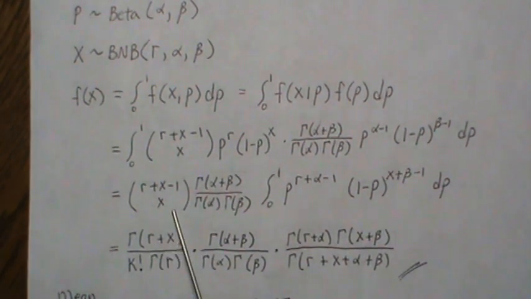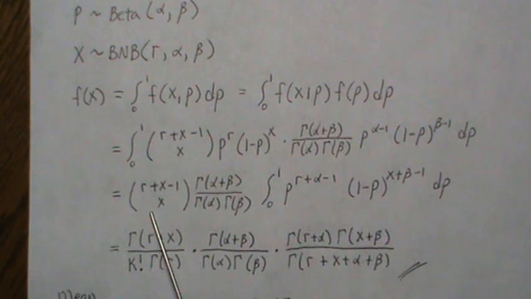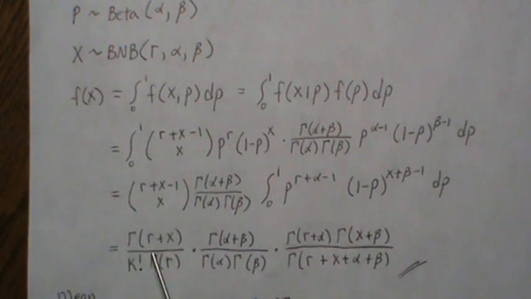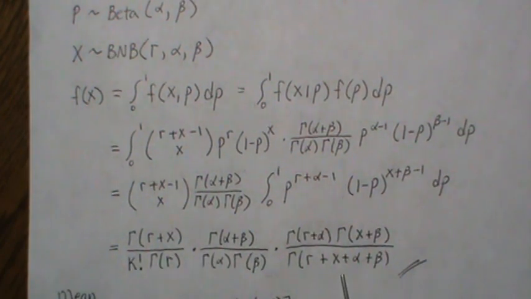So this is it. This comes down, and then I just rewrite the combinations in terms of gamma and factorials. And this is what's commonly seen in the literature. And I actually think this is what's listed on Wikipedia too.